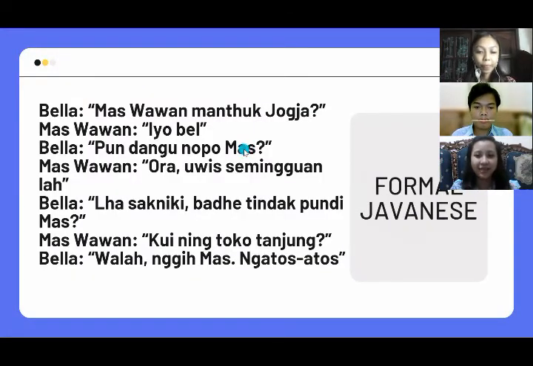Okay, thank you, Bella. So this is the formal Japanese. Bella uses formal Japanese to talk with people from the same race but older than her. And this formal Japanese shows politeness. Formal Japanese is used to give respect to older people.